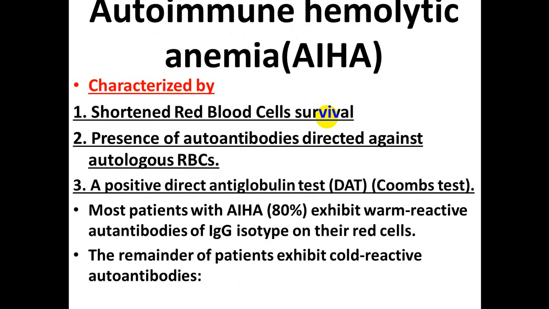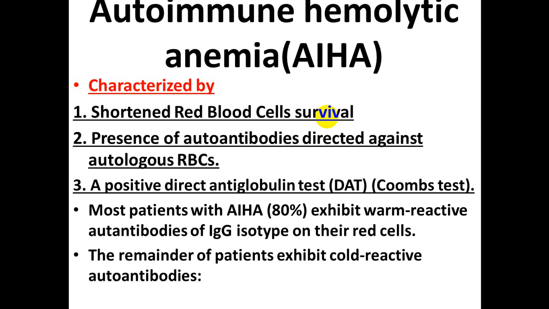What is autoimmune hemolytic anemia? Autoimmune hemolytic anemia is destruction of the red blood cells characterized by shortened red blood cell survival, presence of autoantibodies directed against autologous red blood cells, and a positive direct antiglobulin test or Coombs test.